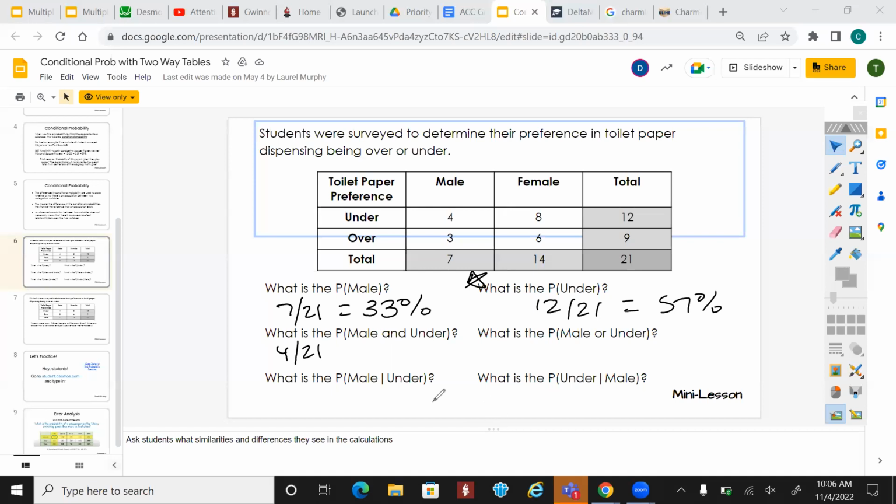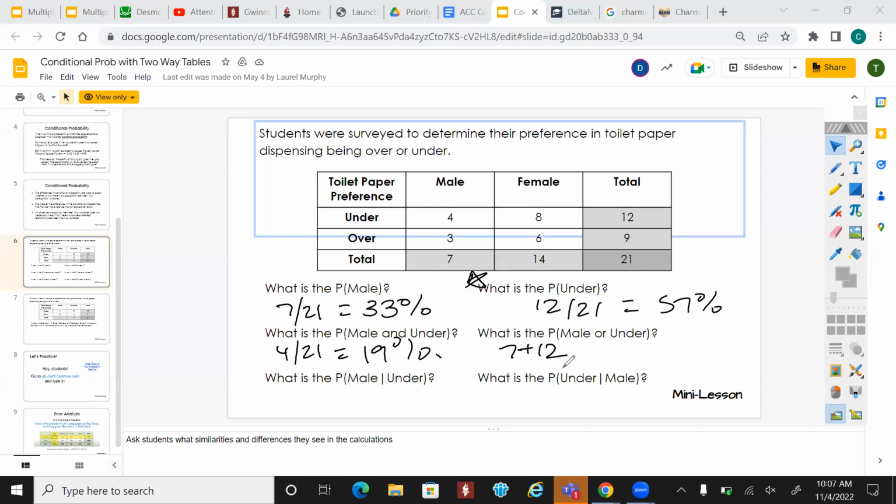Out of the total, yeah, that they do both, right? That's that joint frequency that we talked about yesterday. Now, here's the other one. Ready? That they are male or under. So that's going to be, you're going to combine the two totals, right? Okay, so male or under.